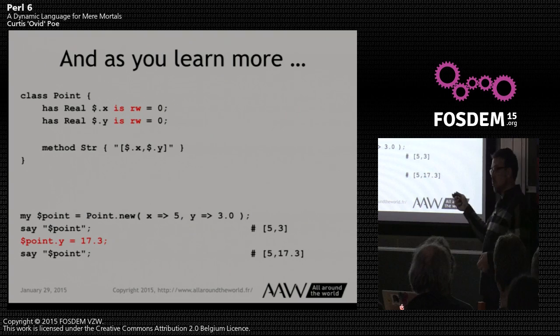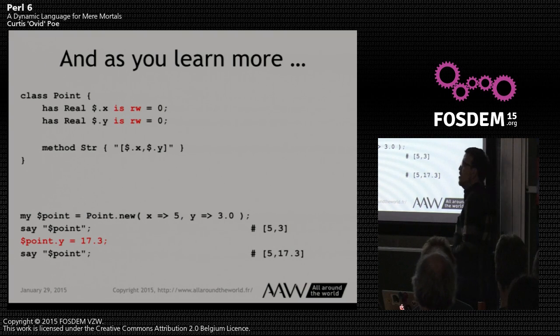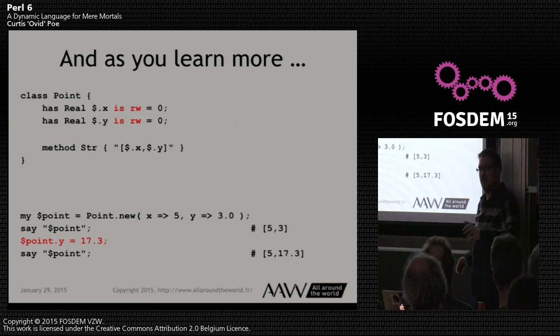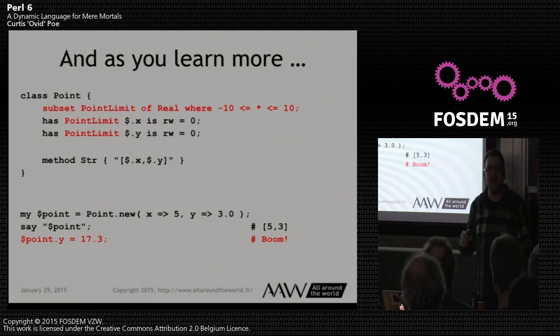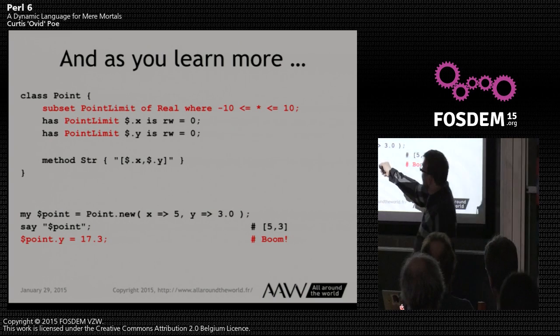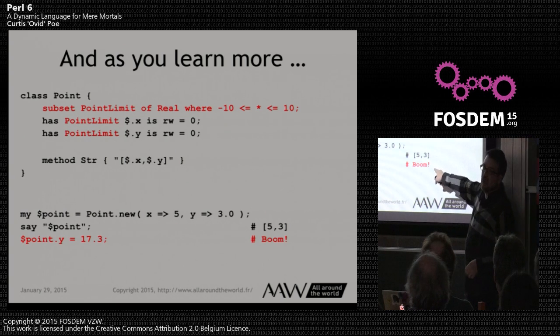Some of the languages recommend you don't expose these values, but remember, you can declare subsets to get much, much finer grained control over what you allow, so it's easier to expose stuff if you want to. Again, I'm not saying this is a perfect example, it's just showing you some of the power of what we have here. So I might say x and y can only be from -10 to 10. So subset PointLimit of Real where -10 <= $_ <= 10, then has PointLimit. And now if I set that to 17.3, it again blows up as we expect.